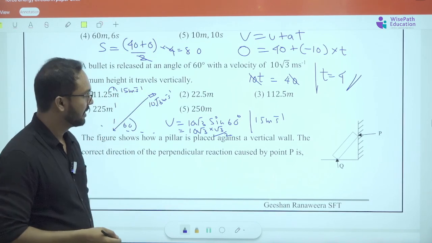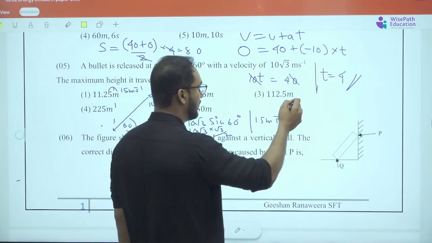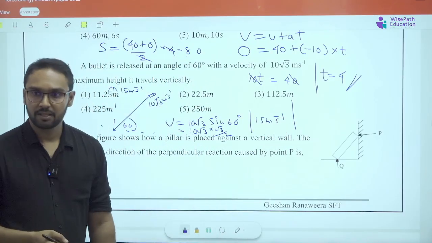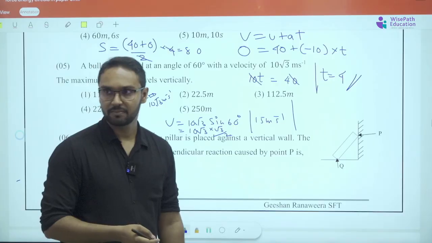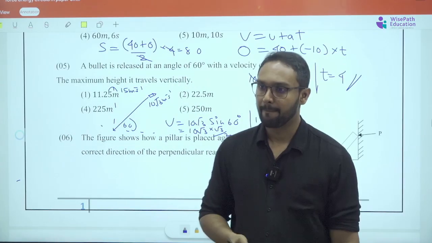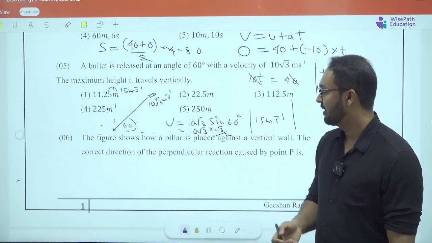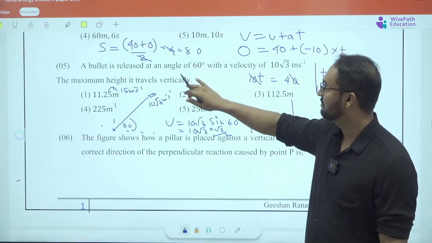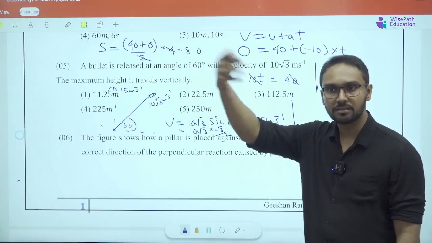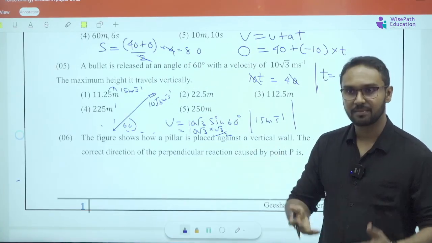So how do you find the height traveled? You have to put an equation. Which equation would you put? You can put the same equation you applied here, or else we'll apply something else.